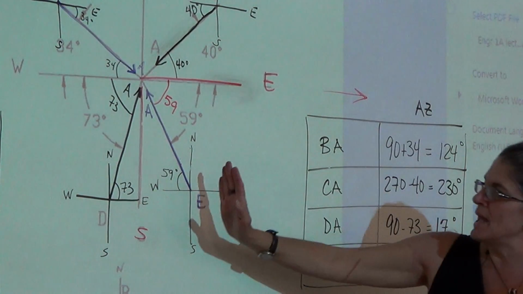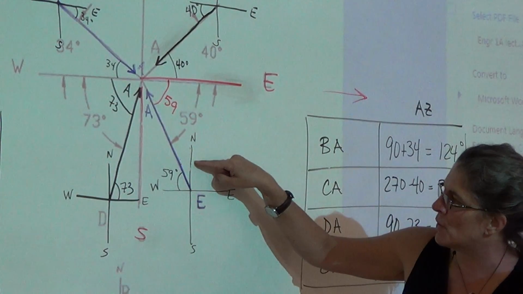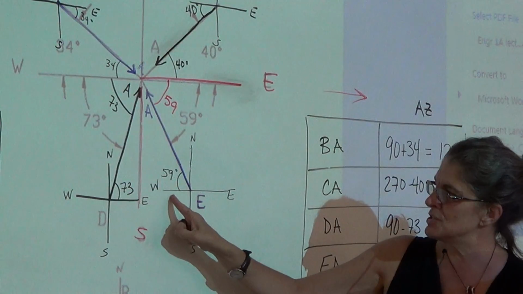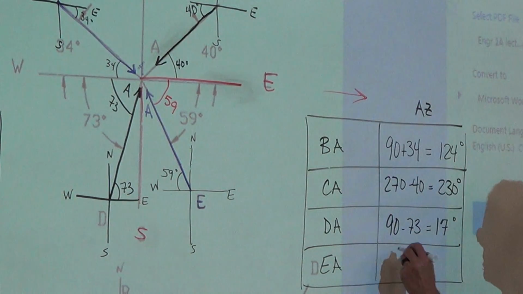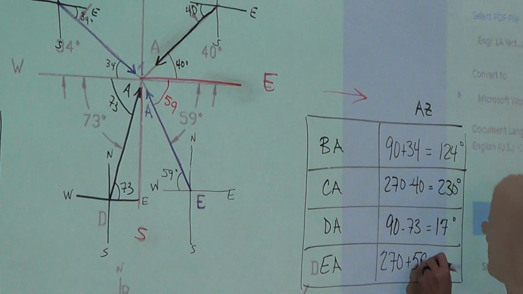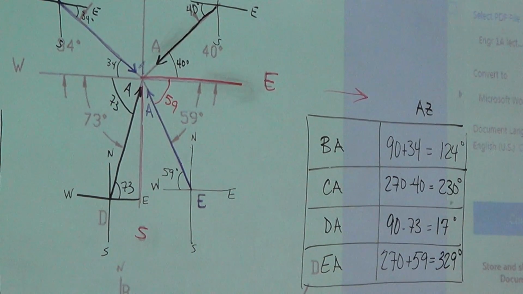Okay, so now, this line is the one in question, we're coming from the north, so we're going all the way around, that's 90, 180, 270 plus 59. 270 plus 59, and what's that? 329.